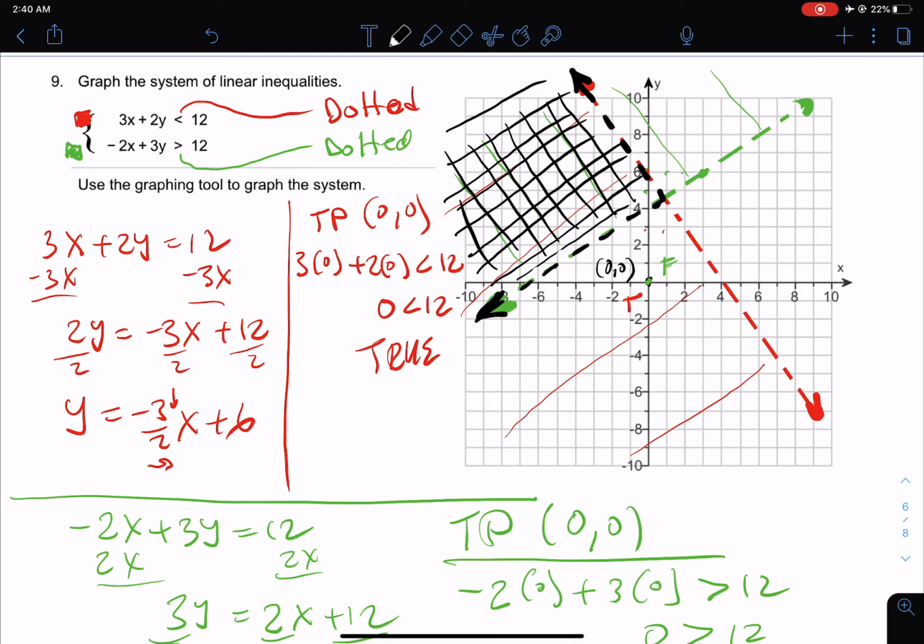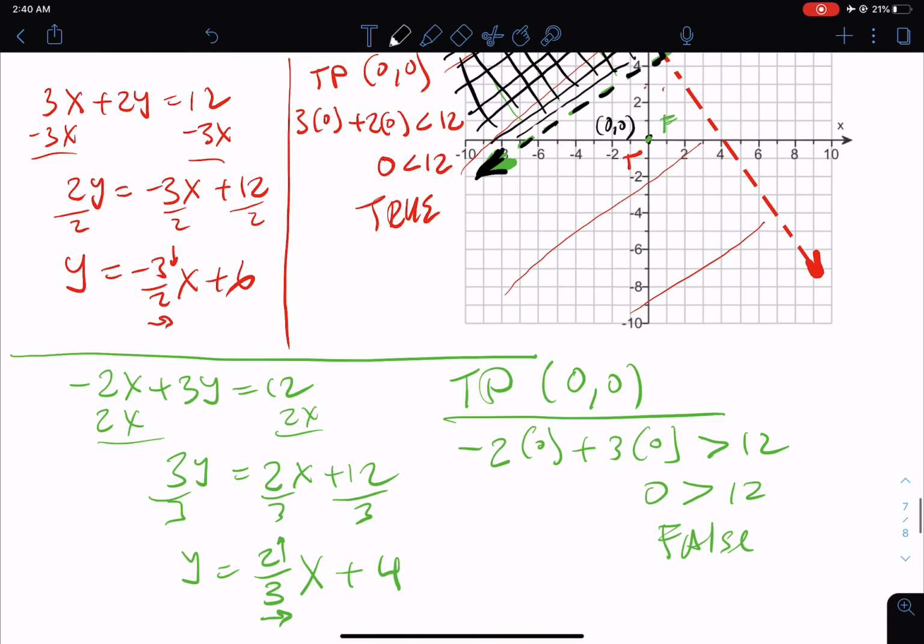Okay, there it is. Once again, the points in this double shaded region will work for both of these inequalities. That's why it solves the system. And if we happen to have a point that's right on that line, it will not work, and we show that by having a dotted line.